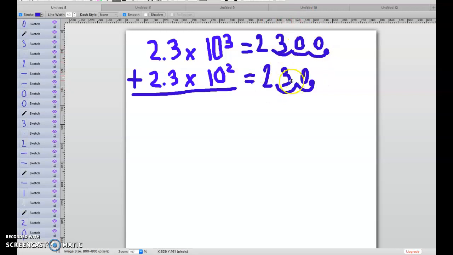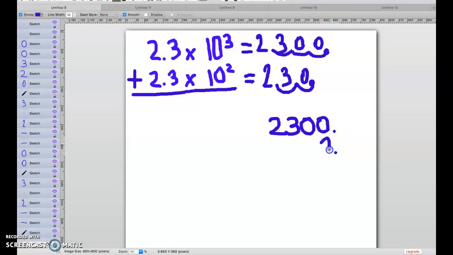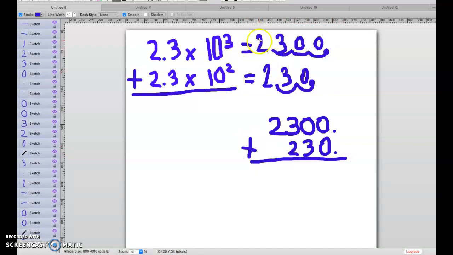Okay, I want to add these, but before I do, I need to line up my decimal places. So 2300 is my first number. And my second number is 230, but again, remember, line up the decimal places. So 0, 3, 2. Notice the difference that this makes. Up here, we would have thought we maybe would have had to add this 2 and this 2 together, but no, this 2 is in the thousands place, and this 2 is in the hundreds place. So now they're lined up correctly.